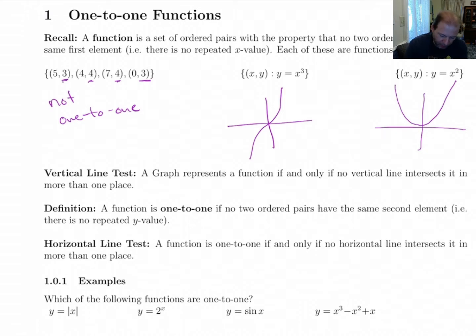Now, for y equals x cubed, we want to look at this and say, of all these points along here, do any of them have the same y value? And the answer is no, because the y value is strictly increasing the entire time. So this one is one-to-one.